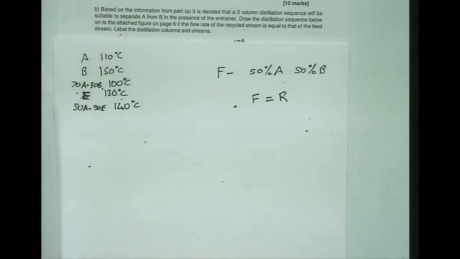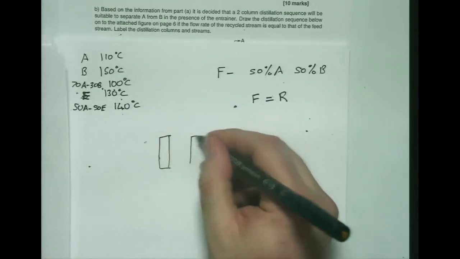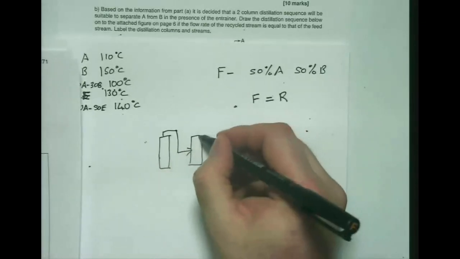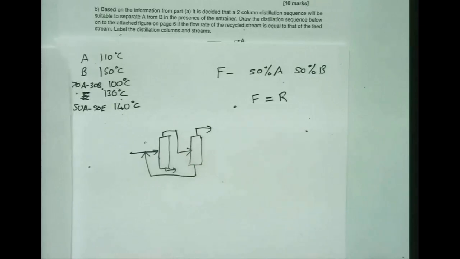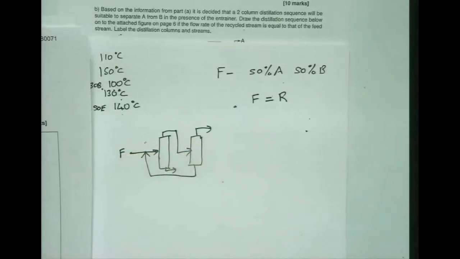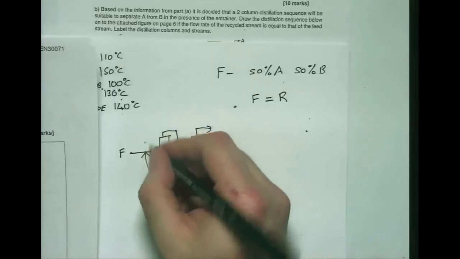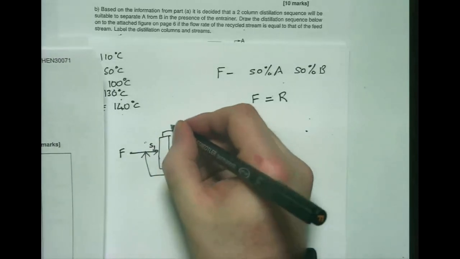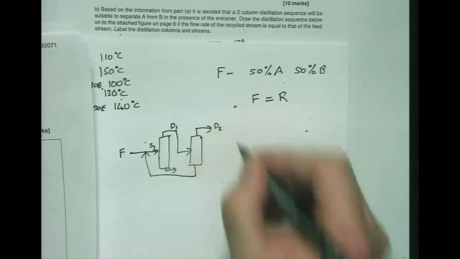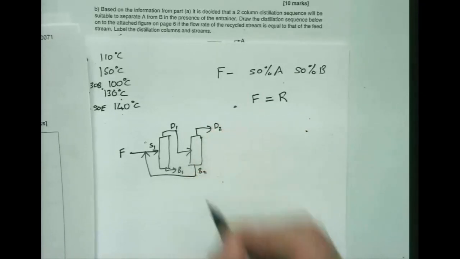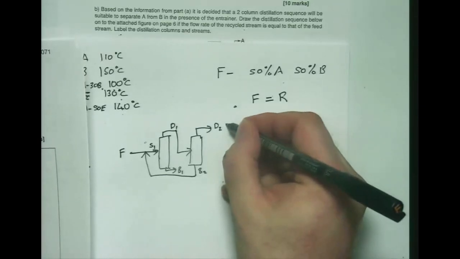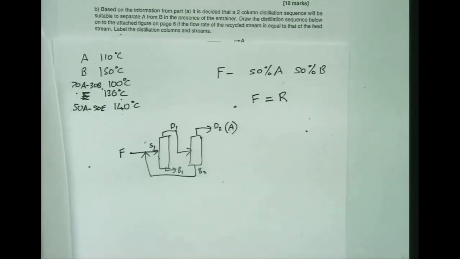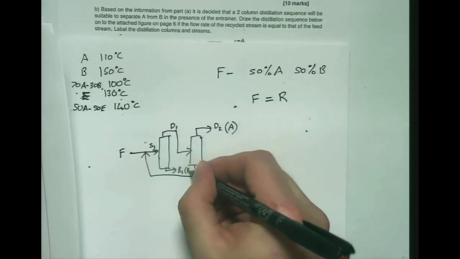So of course the first thing that we do is sketch out our distillation system, because what it does is it asks you to label all the streams on your schematic, okay? So obviously we have our feed coming in, then I've just put our first one as S1. We have our D1, D2, B2, and B1. Okay, from the diagram that we're given in the question, we already know that our D2 stream must be our pure component A, and that our B1 stream must be pure component B.